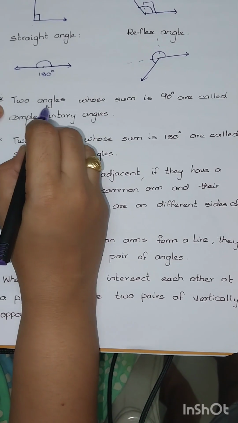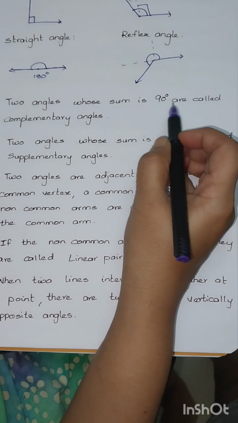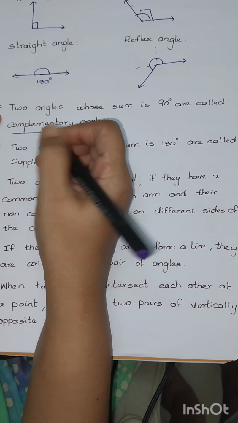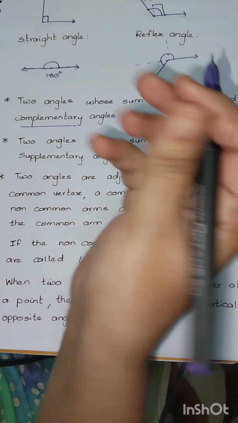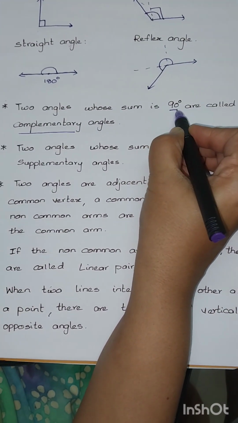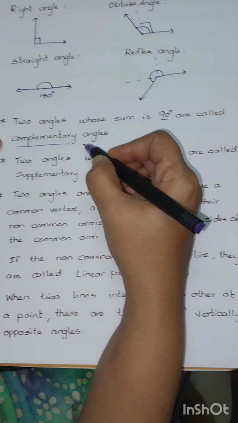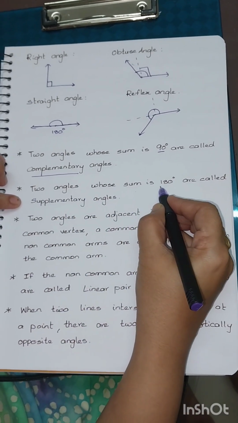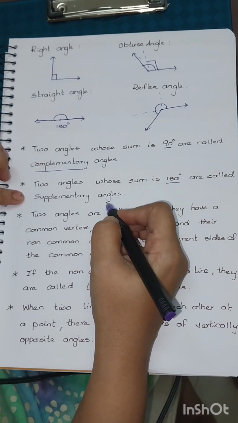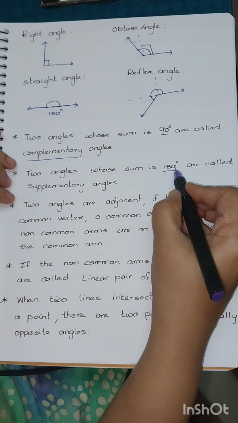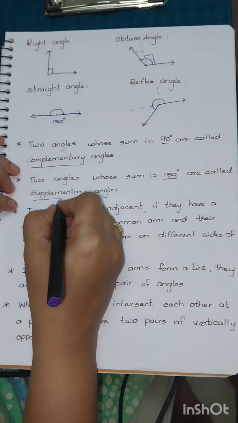Now, two angles whose sum is 90 degrees are called complementary angles. So, when two angles are formed, if we add the two angles, if it is 90 degrees, it is called complementary angles. Then two angles whose sum is 180 degrees are called supplementary angles. When two angles are added, if the sum is 180 degrees, then they are called supplementary angles.